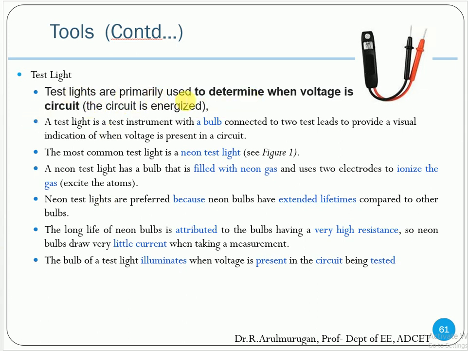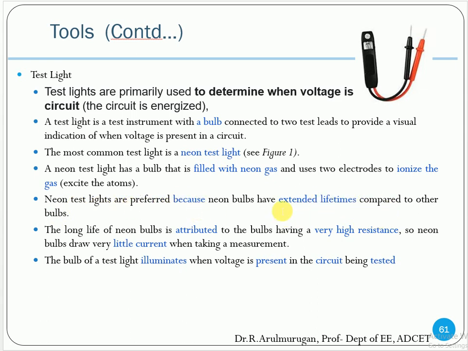Test lamps are primarily used to determine the voltage in circuits, with indications of the source. One type of lamp used is the neon type of lamp. Why neon? Because the durability and lifespan are good. The neon test lamp has a bulb that is filled with neon gas, and there is ionization in the gas. Neon test lamps are preferred because the neon bulb has an extended life.